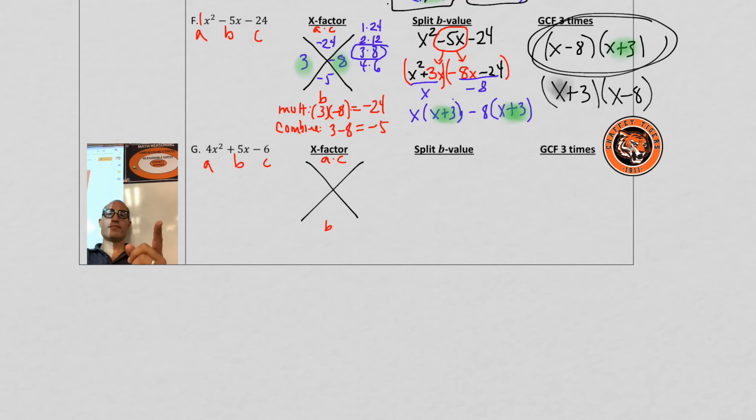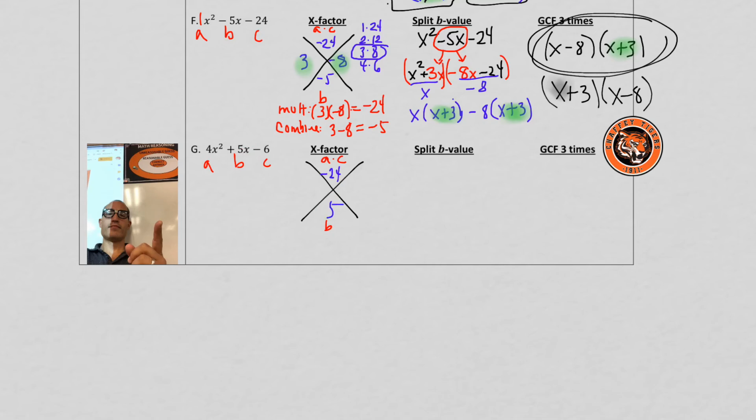In this case, this is where it's a little bit different. A times C is 4 times -6. So 4 times -6 is -24. So -24. Your B number is just going to be 5.